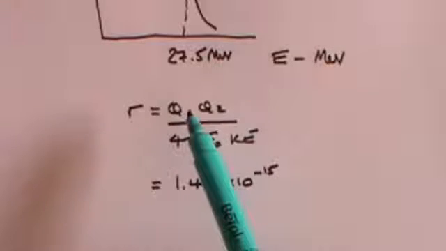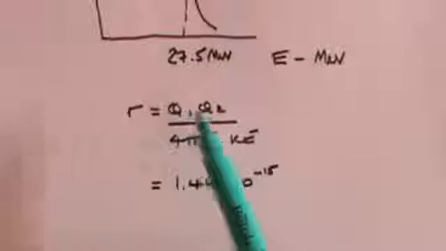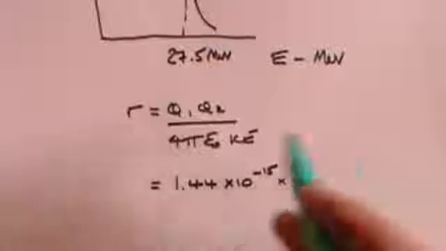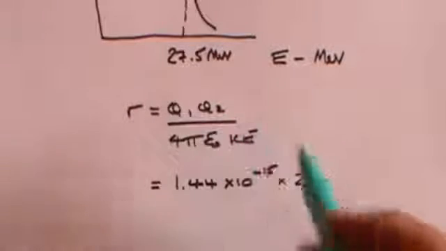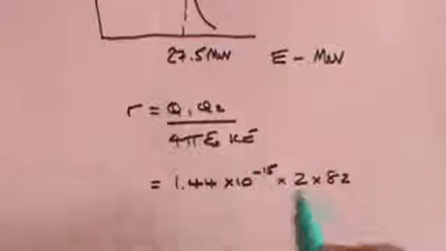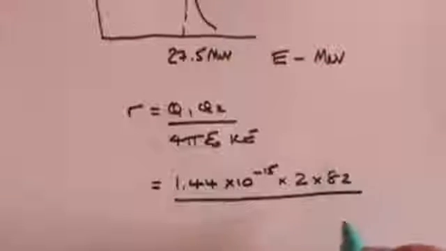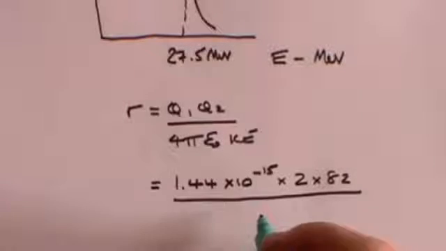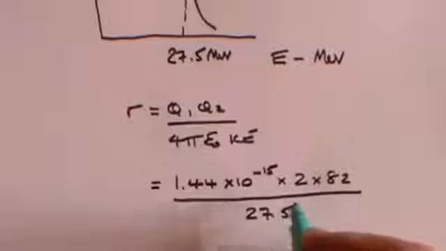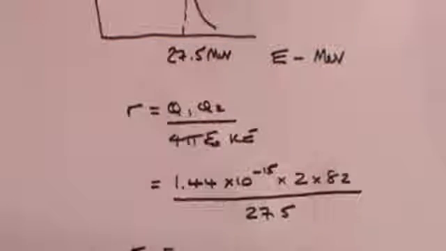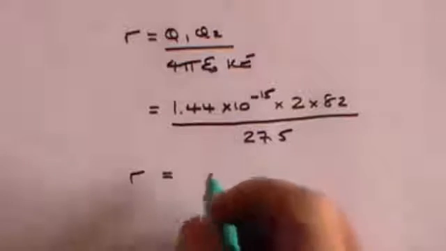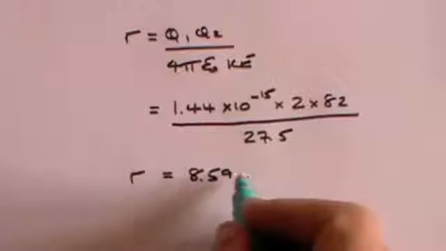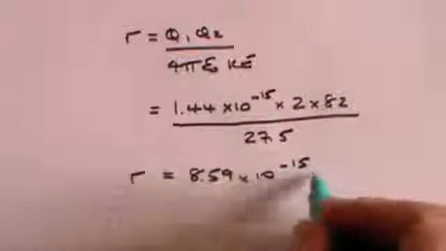Well, the value of Q1 is the number of protons in the alpha particle, that's 2. Q2 is the number of protons in the lead nucleus, remember we're using lead, well that's 82. And divide that by the kinetic energy at the point at which the alpha particle just reaches the nucleus, and that is 27.5. And if you calculate that, you find that R, which is now a good measure of the radius of the nucleus, is 8.59 times 10 to the minus 15 meters.